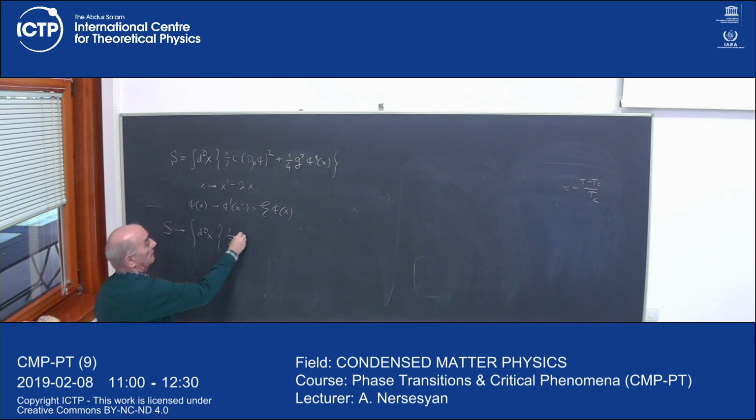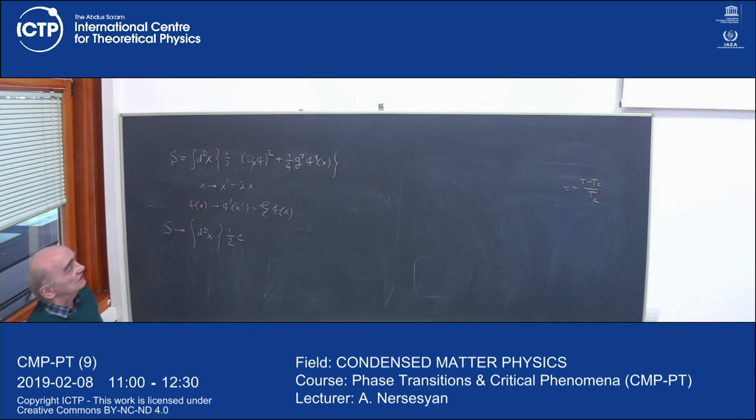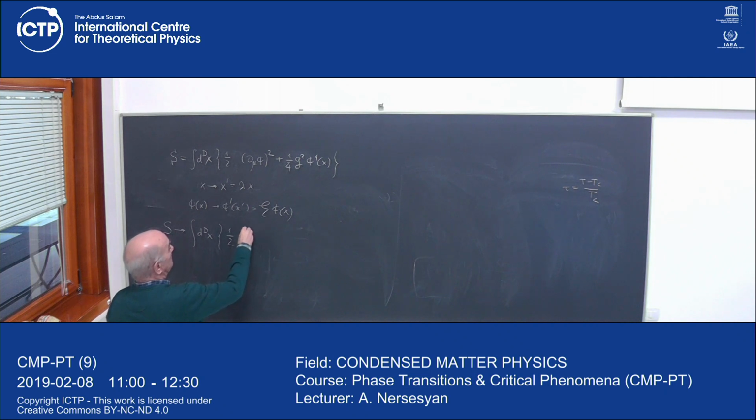Here I have 1/2. Yes, let it be c, it doesn't matter much. Let me choose the units in such a way that I made c equal to 1. It's always possible. Right, so here I have lambda to the power of d. This is from here. And there is a second derivative, the first derivative squared. So therefore it will be d minus 2.